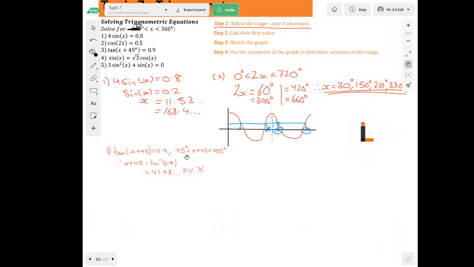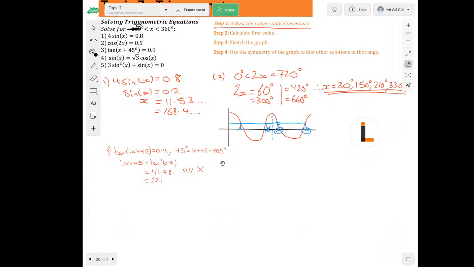And this is really important. If we hadn't adjusted the range here, if we had left this as 0, then we would have mistakenly included this in the range and said that this is a solution. So adjusting the range helps us, and this is a perfect example of why, because if we hadn't adjusted the range, we wouldn't have got this value.